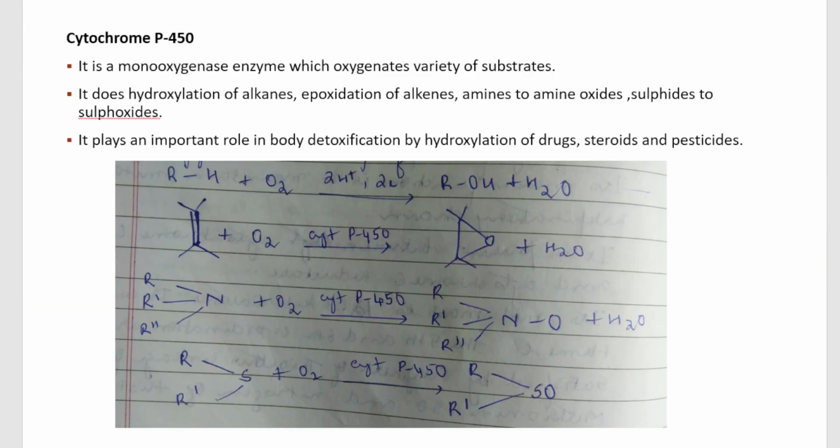Next, we are going to study another type of cytochrome. We already studied cytochrome A, B and C in particular, and there is one more type of cytochrome, that is cytochrome P450.